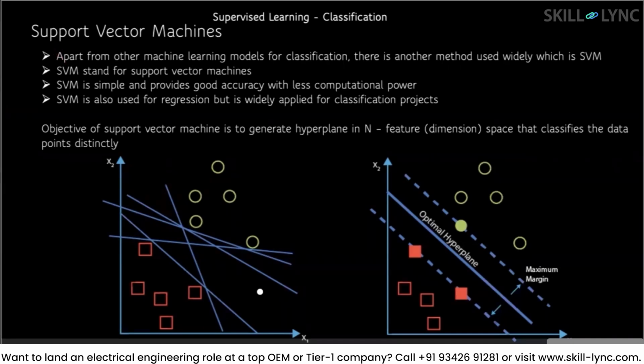Now, apart from the other methods we have looked at for classification, there is also one more method which is called support vector machine, which is SVM. As I already told, support vector machine is also used for regression, but it is widely used for classification projects. Let's say that you have two input features, x1 and x2, which are shown here. And your output has two classes, represented by 1 or 0, say ones are represented by squares and zeros are represented by circles.